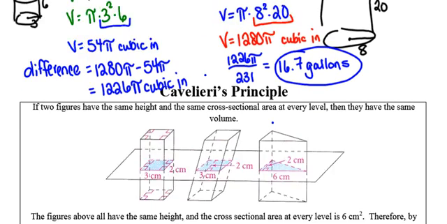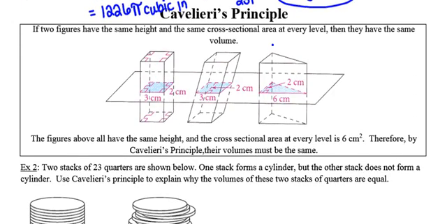Okay, let's take a few minutes and discuss Cavalieri's principle. This just says that when two figures have exactly the same height and the same cross-sectional area at every level, then their volumes will also be the same, which makes sense. You find volume by doing area of the base times the height, and if the area of the bases are the same and the heights are the same, they're going to have the same volume. Since the figures that are given in the picture all have a cross-sectional area that's 6 square centimeters, we know that their cross-sectional areas are the same. We're also told that their height is the same. Cavalieri's principle tells us then that their volumes must be the same.